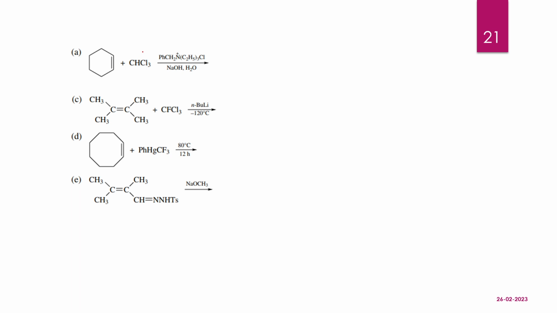This is chloroform, and when chloroform reacts with a NaOH base or something, it will give us the carbene. What type of carbene will it give? It will give this carbene, and that will give an addition product here.